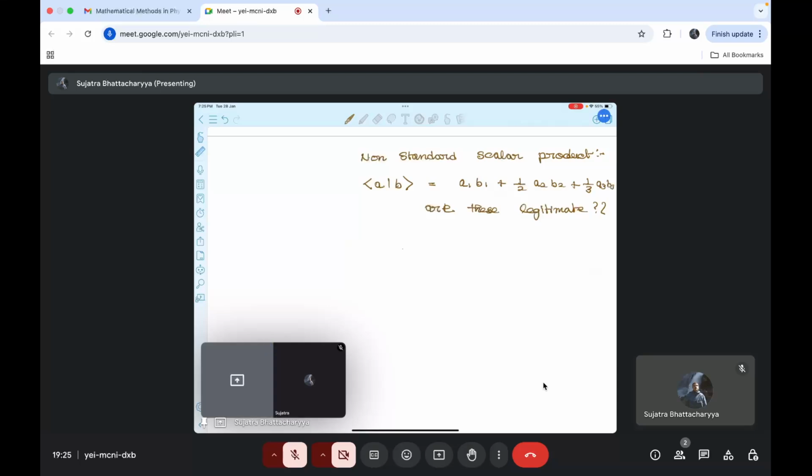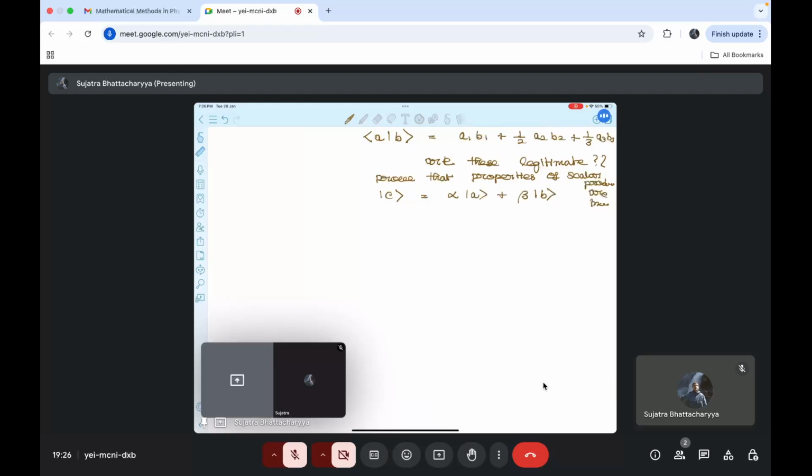Say, let us consider another vector C, which is nothing but alpha A plus beta B. How can we prove that they are legitimate? So prove that the properties of the scalar product are valid. Properties of the scalar product are true. What we are essentially doing is the distributive property, right?